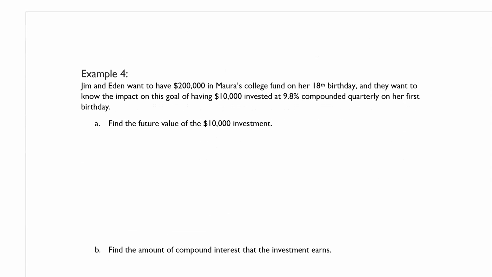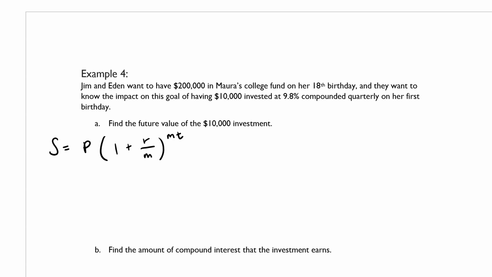So example 4 says Jim and Eden want to have $200,000 in Maura's college fund on her 18th birthday, and they want to know the impact on this goal of having $10,000 invested at 9.8% interest compounded quarterly on her first birthday. So part A says find the future value of the $10,000 investment. So let's remind ourselves the formula is S equals P times 1 plus R over M to the MT power.